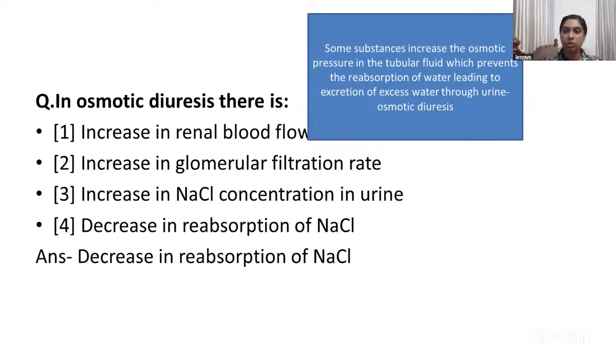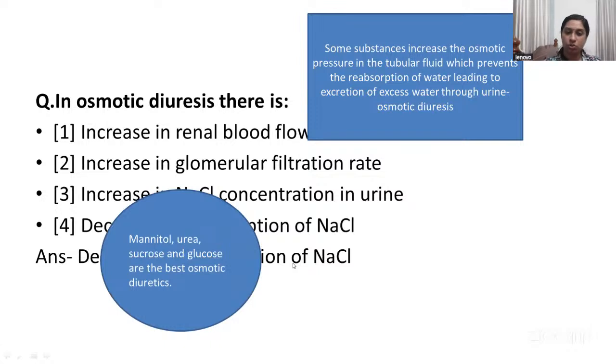Not only sodium chloride, water is also not reabsorbed, hence leading to diuresis. So some substance increases the osmotic pressure in the tubular fluid. Increasing the osmotic pressure in the tubular fluid leads to attraction of water and sodium chloride inside the tubule, and that will lead to excess of water and solutes in the urine via osmotic diuresis. By altering the osmolarity of the tubular fluid, increased excretion of water and solutes can occur. That's what we call osmotic diuresis. So mannitol, urea, sucrose, glucose, they are the best osmotic diuretics.